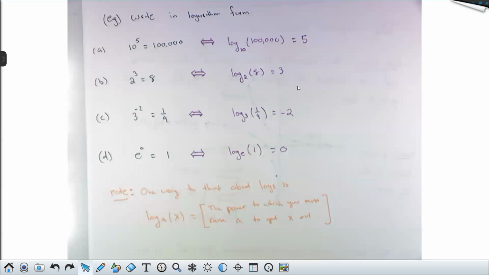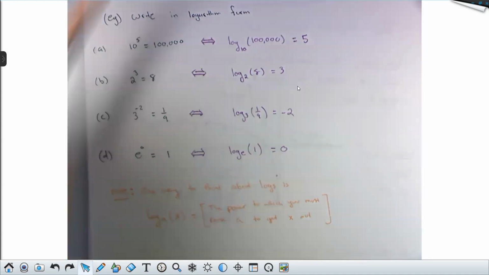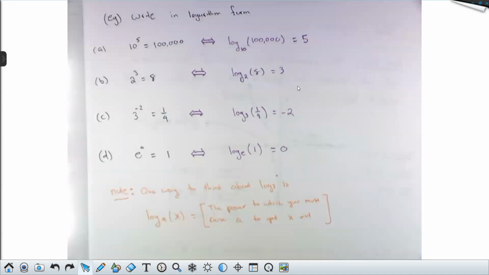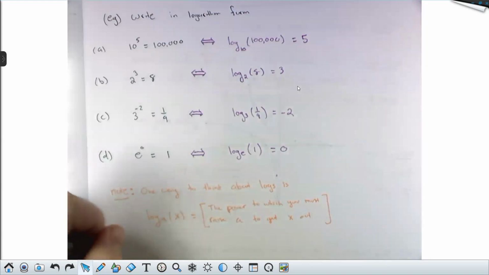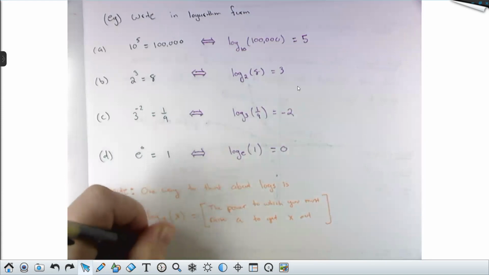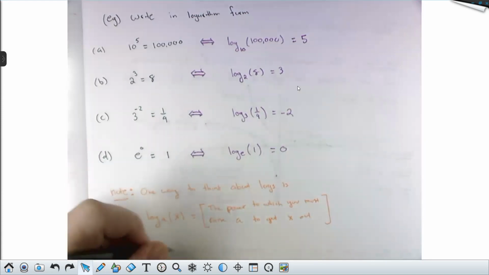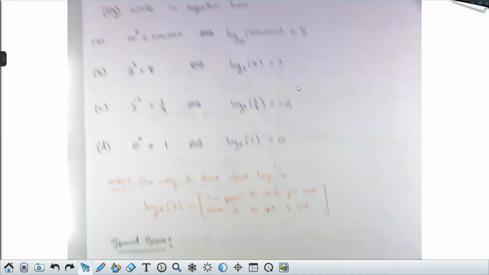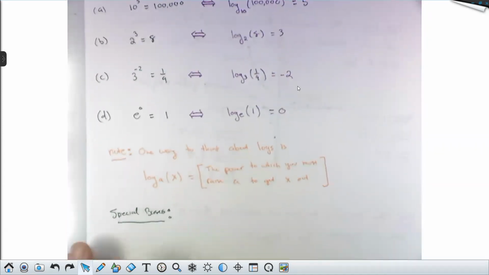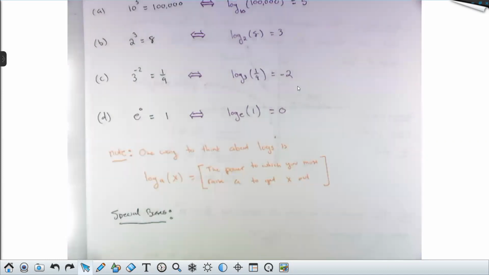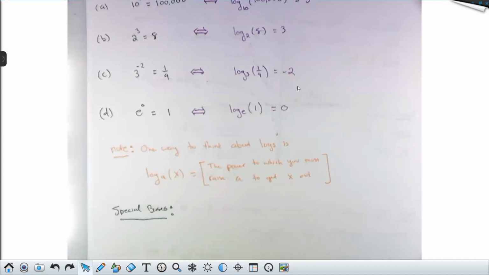Another little bit of notation, some special bases. Special bases for logarithms. There's 2 of them. If you look on your calculator, if you have your calculator handy, odds are you have 2 buttons there for logarithms. One just says log, and the other one says ln.